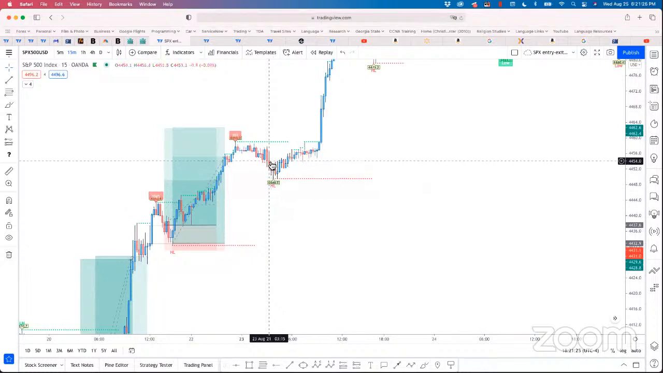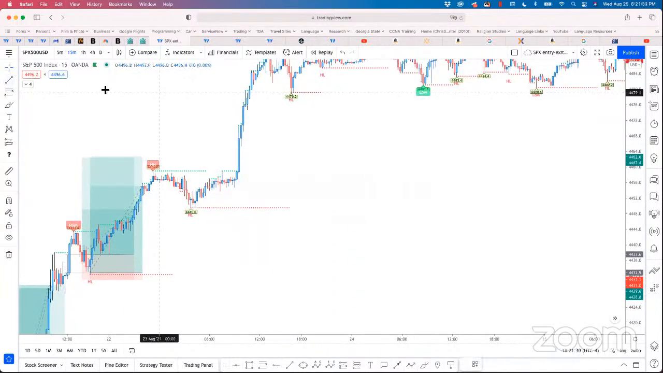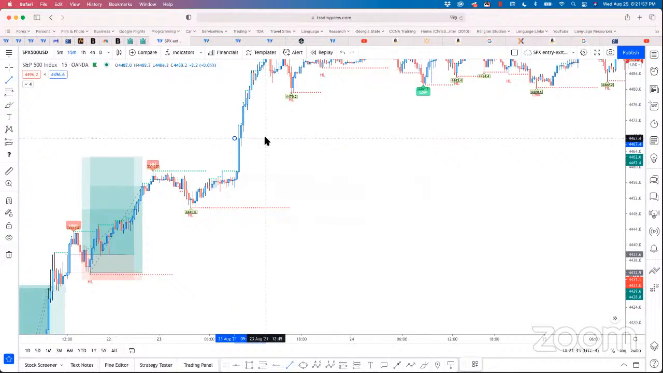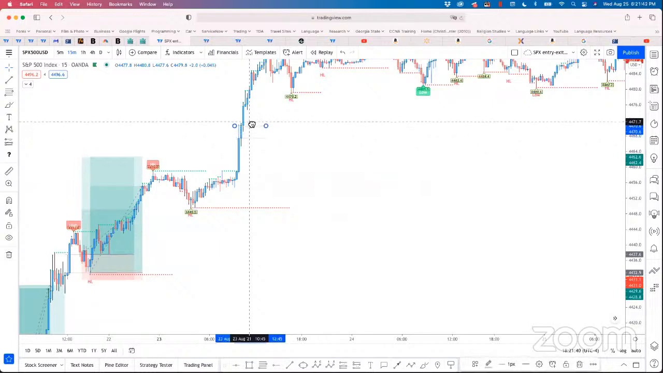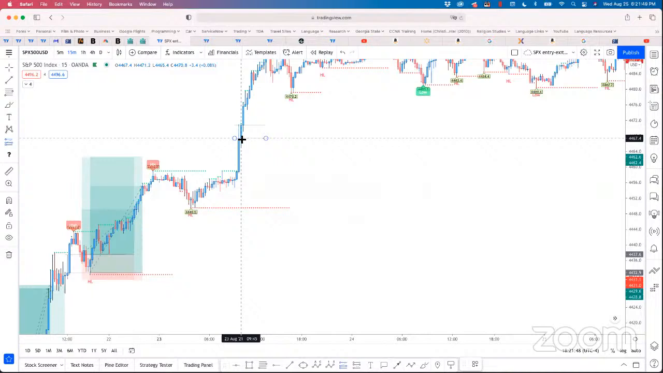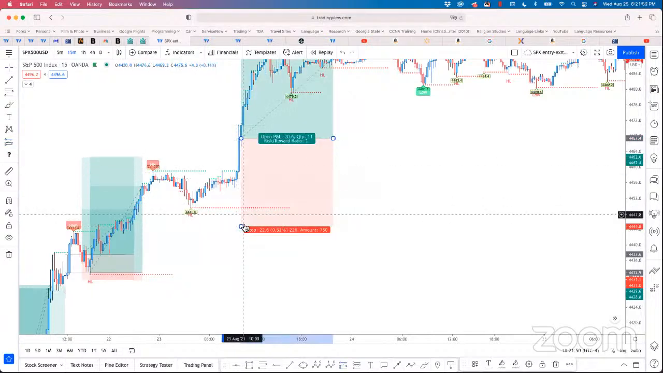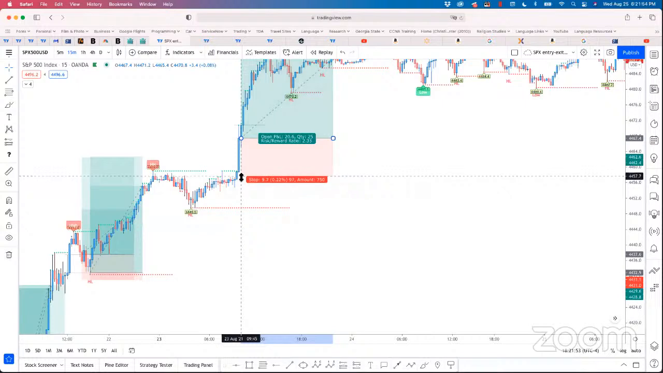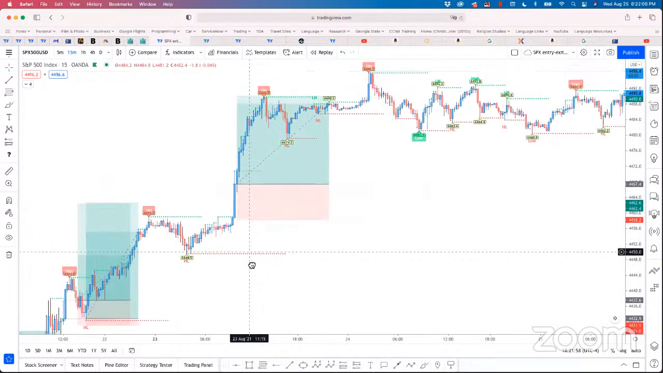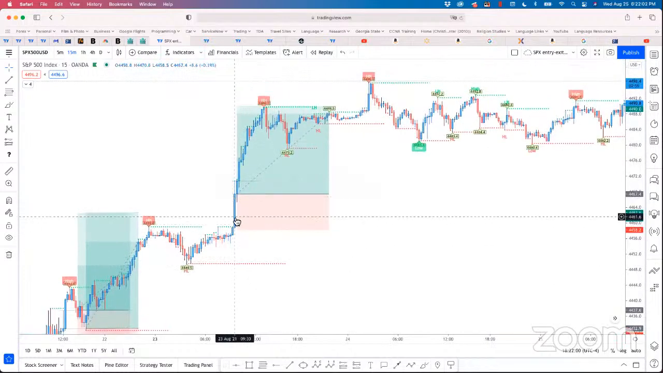Don't see nothing else for the buy. Then you got one right here, to here. You can do here. Now, the only problem with this is the candle stop loss you would need is right here for this long.